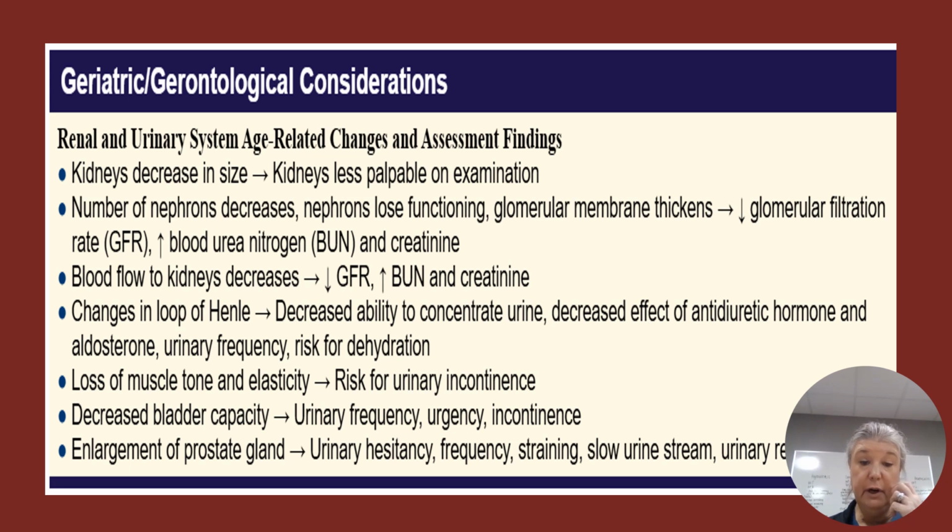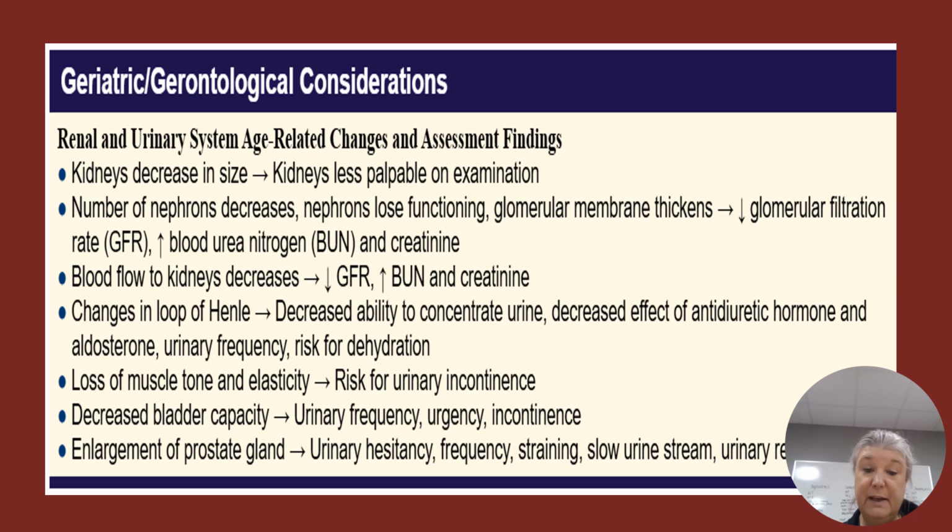These are our geriatric considerations. So don't forget, we always consider what stuff looks like in our older people. So our kidneys decrease in size, number of nephrons decrease. So not only do kidneys decrease in size, but all the functional parts of them, it's because the functional parts are decreasing as well, right?